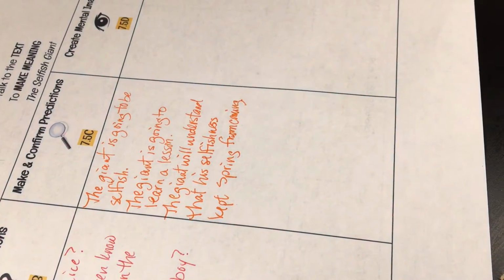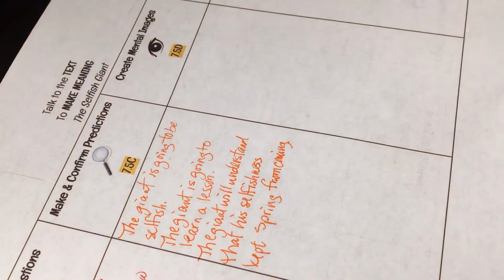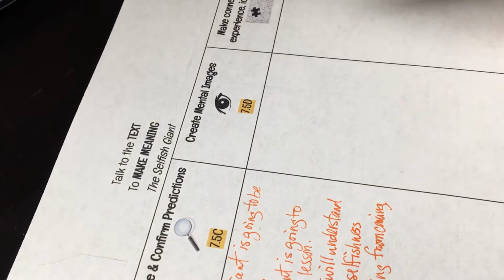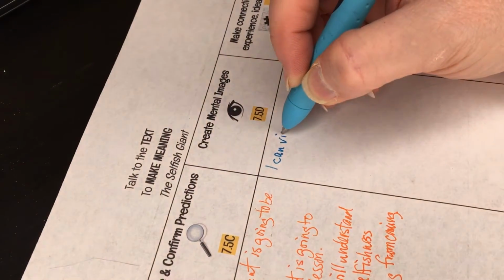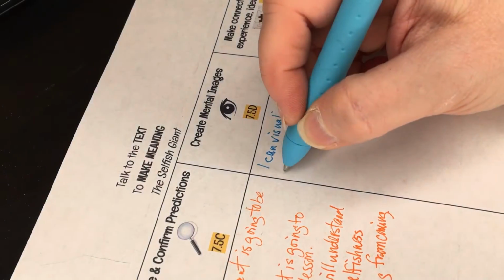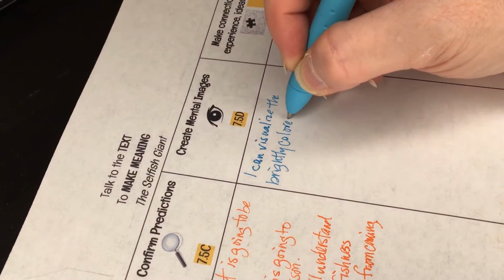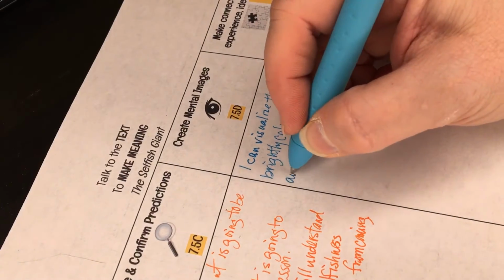Okay, so I'm going to switch colors again. I'm going to go with this light blue because it's pretty. Now the next section is called Create Mental Images. Now there's a lot of words in this story that definitely call up some mental images. So I'm going to start with, I can visualize the bright colored flowers, and the green grass.